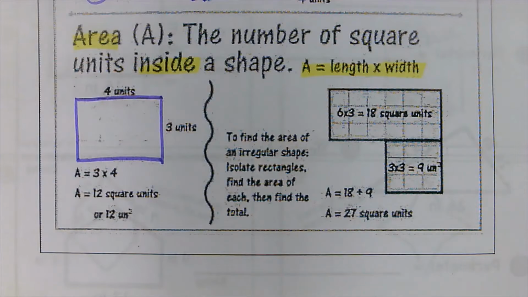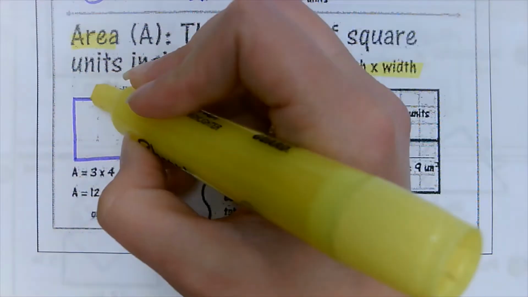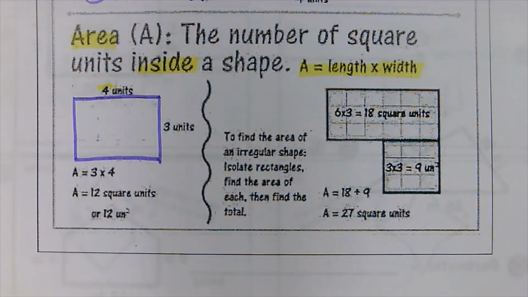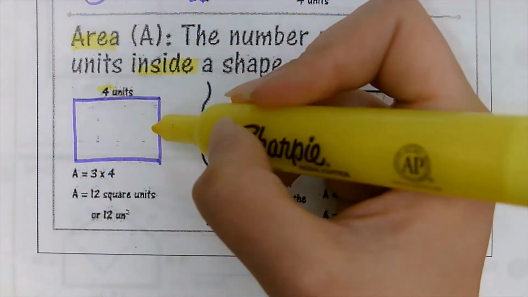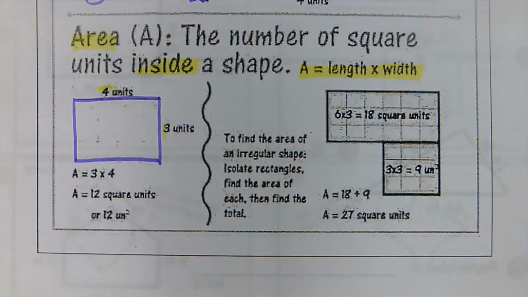So our first example here on the left is there are 4 units across the top, that is our length, and our width is 3 units. So I'm going to multiply 3 times 4, and that gives me 12 square units as my area. To find the area of an irregular shape, isolate rectangles, find the area of each, then find the total.